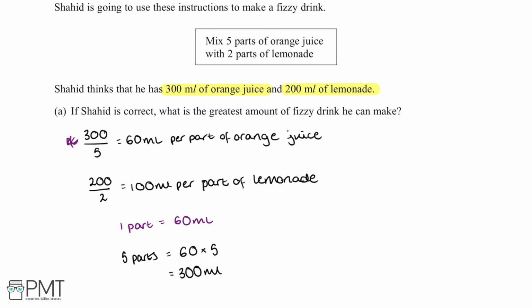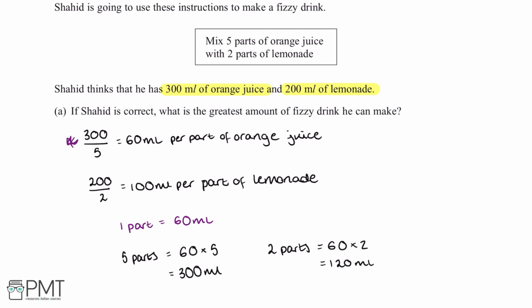And next we can work out the amount of lemonade which will be required. So based on 1 part being equal to 60 millilitres, if we want 2 parts of lemonade, this will be equal to 60 multiplied by 2, which gives us 120 millilitres.